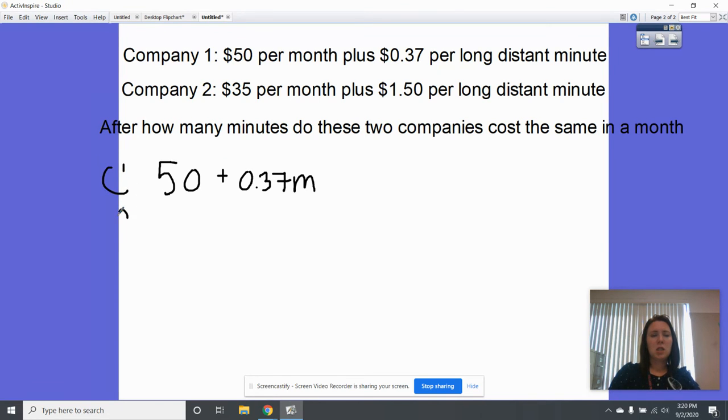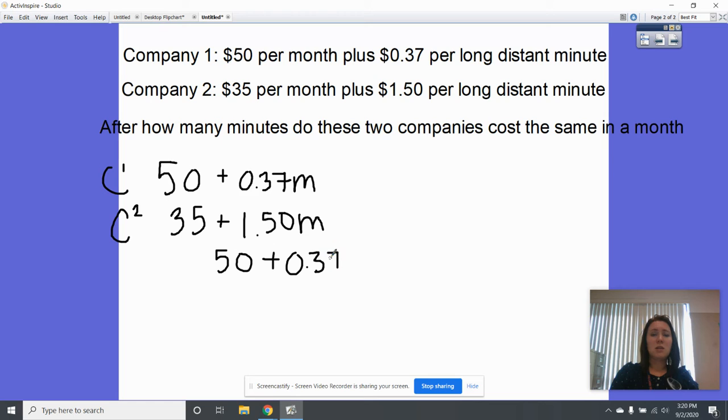How about we go with company number two? Their flat fee is $35, but then you also have to pay $1.50 per long distance minute. And the question is, after how many minutes will these two companies cost the same in a month? So same means equal. So I want to set these two things equal to each other. So 50 plus 37 cents per minute equals 35 plus $1.50 per minute. And now it's just a multi-step equation that we can solve.